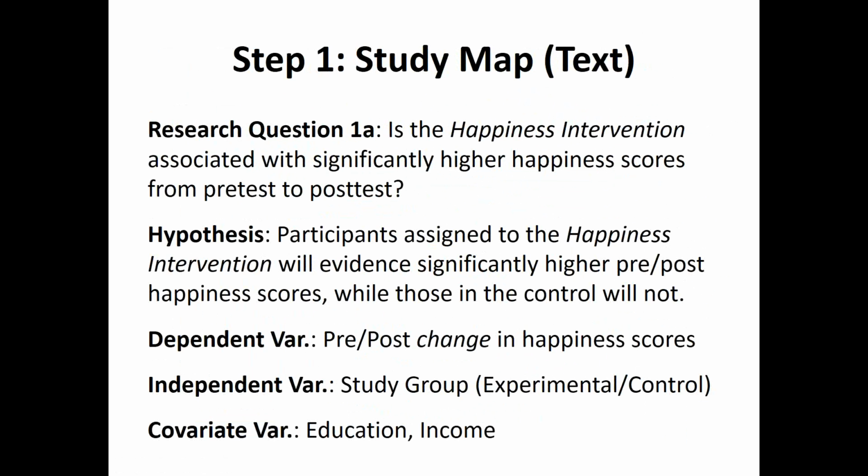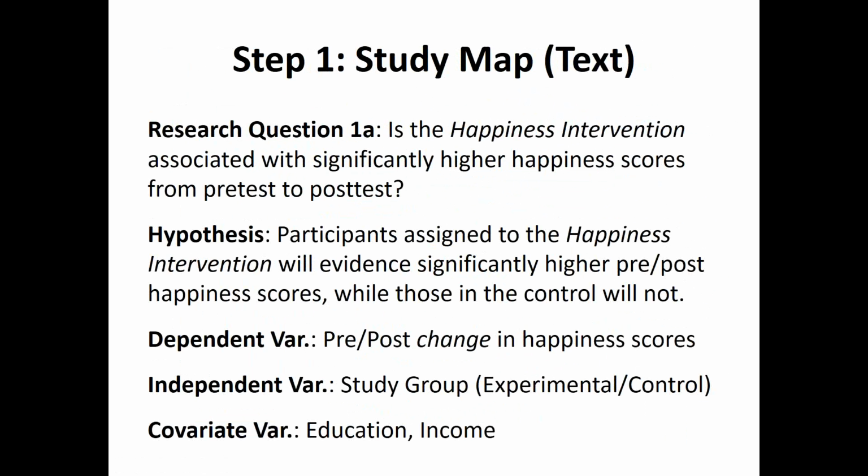Let's recall specifically what our pre-test, post-test analysis is examining. Recall the study map also from the first week's presentation. Research question 1A, our pre-post analysis: is the happiness intervention associated with significantly higher happiness scores from pre to post test? And our hypothesis is that it will be. Our experimental group will have significantly higher happiness change than the control.